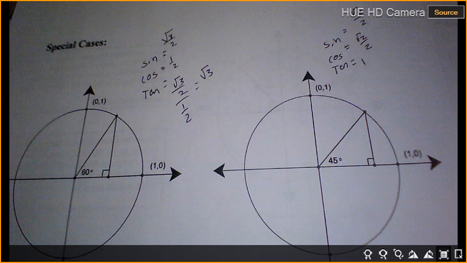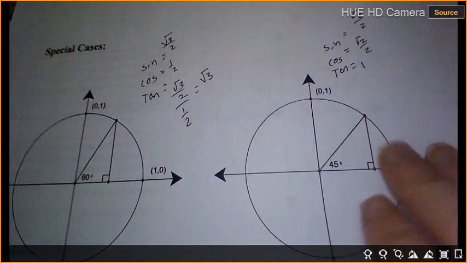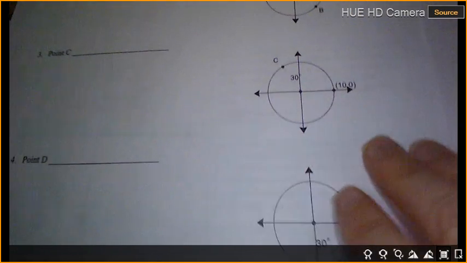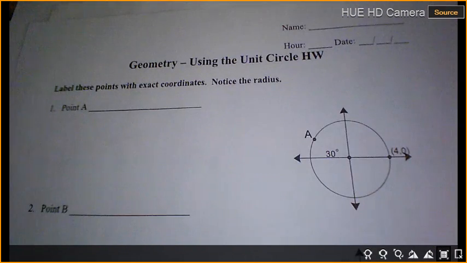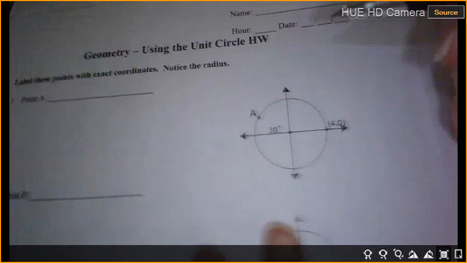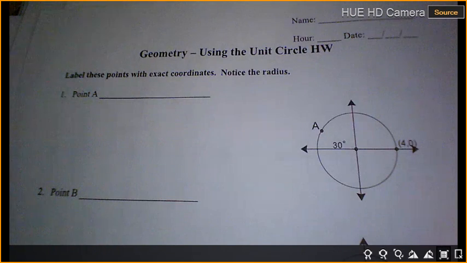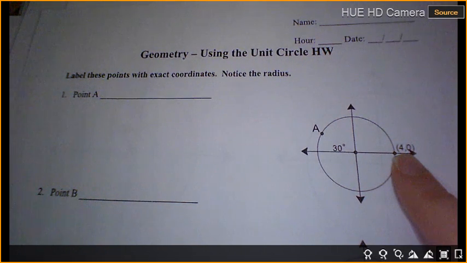Correct. Okay, we are going to look at your homework. I'm going to do 1, and then you guys are going to do the rest. Okay? So we're looking right here, and I want you guys to see how this is different than our unit circle. This doesn't say 1, 0. What does that say? 4, 0.